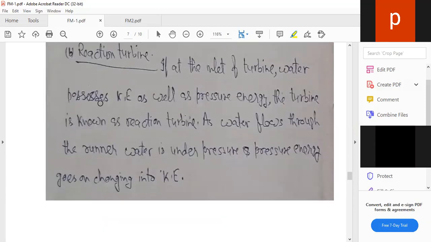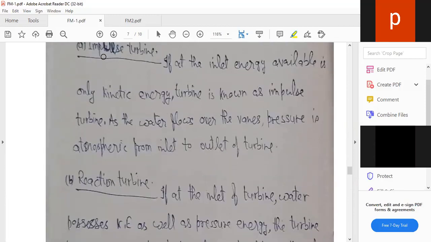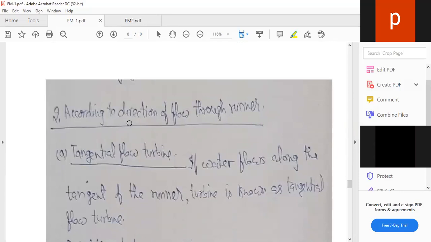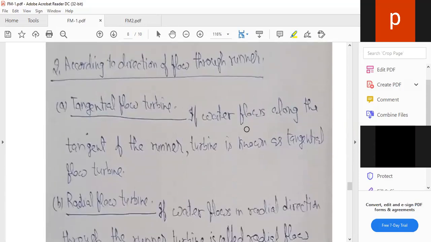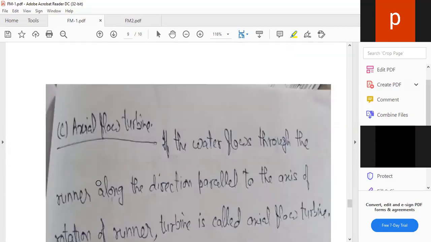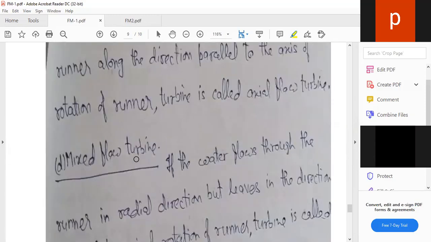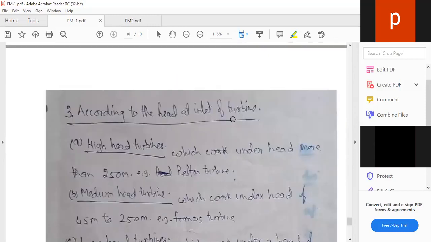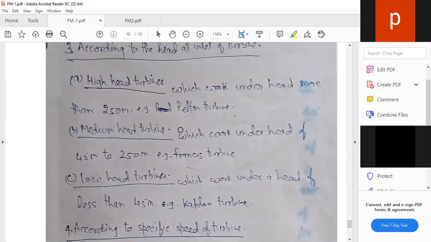So the examples of reaction turbine are Kaplan turbine and Francis turbine. Both these turbines are reaction turbines, while Pelton turbine is a type of impulse turbine. According to direction of flow through the runner, we have tangential flow, radial flow, axial flow, and mixed flow turbine. According to the head, low head, medium head, and high head.